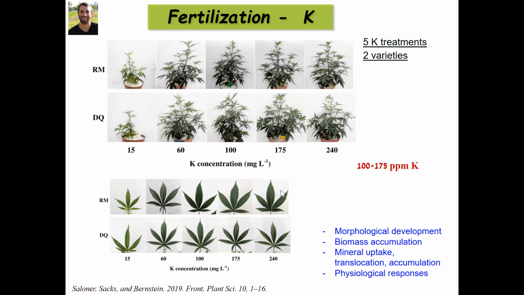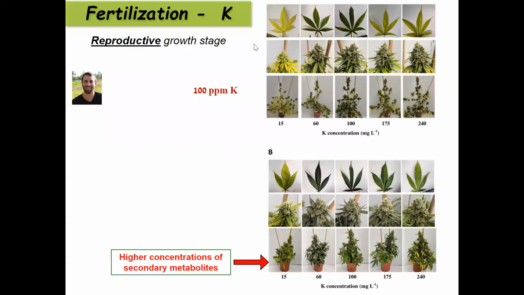240 was a little bit above, and this can also be seen based on the leaf. For a lot of the physiological function under veg, you can turn to the manuscript. What happened under the reproductive stage during flowering?